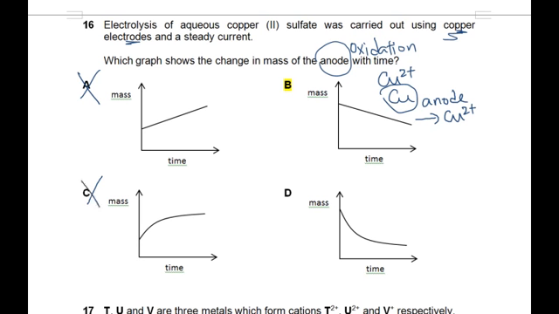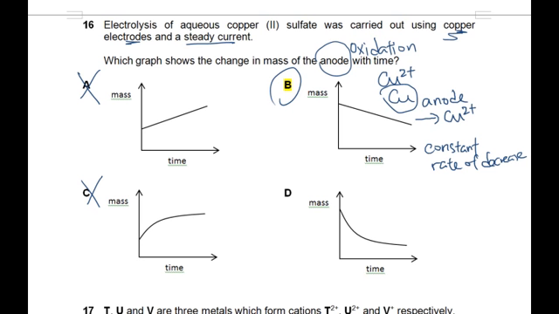Now the next thing is we have a steady current here, so we would expect the mass decrease to be occurring at a constant rate. So it's a constant rate of decrease. So the option should be B.